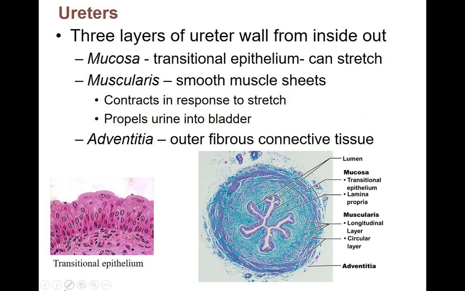Now, the ureters have 3 layers, instead of 4, going from the inside and out. They still have a mucosal layer made up of transitional epithelium. Our ureters can stretch as they're transporting urine. We have a muscularis layer that does muscle contractions, peristalsis, to push the urine down and out. And then we have our outer adventitial layer, that's there more for protection.